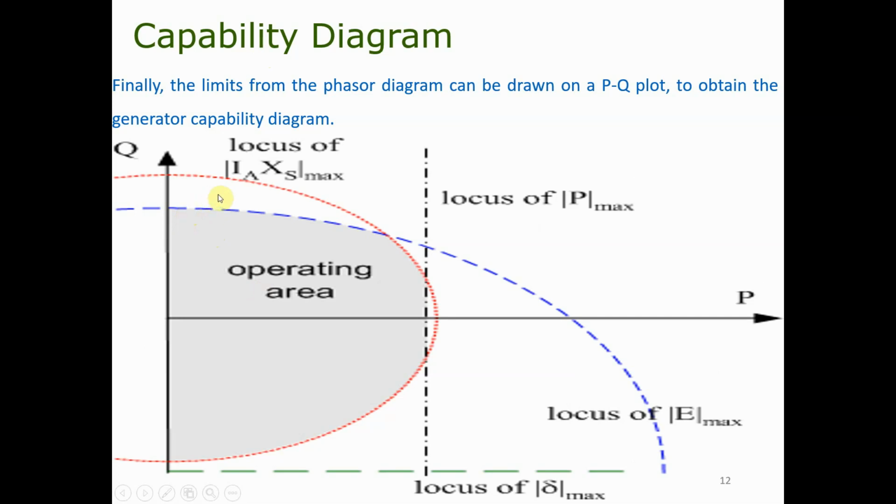For example, if this is my operating point, then it is inside the locus of the stator heating limit, but it has crossed the locus of the rotor limit. Therefore, this is not an operating point. Similarly, this is also not an operating point. This is also not an operating point. So the operating point should not cross the locus of any limit. So this is called the PQ diagram. The shape seems to be like a nose, so this is also called the nose curve, which is very important when understanding power system stability.